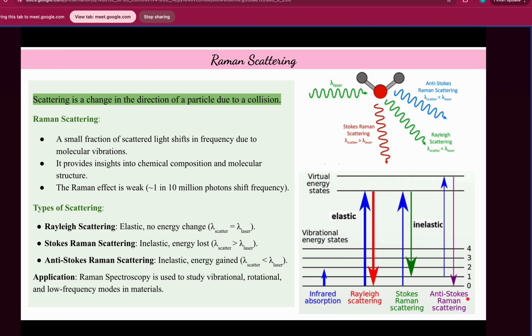Whereas in anti-Stokes, if the transition happened from the first vibrational level, then because a gain of energy is taking place, it will reach the last vibrational level, that is level 0 of the ground state. That means this extra energy is gained, so this decreases the wavelength.